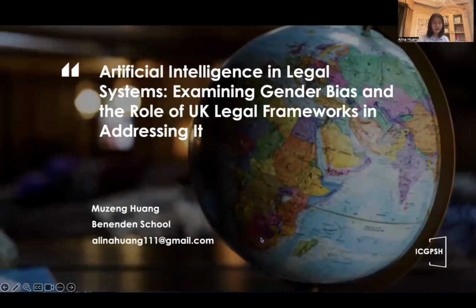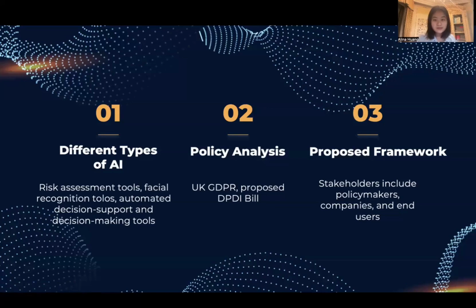So this is the cover slide. With the proliferation of AI systems, more and more of these tools are being utilized and embedded in the legal system that have legal or similarly significant effects on individuals. Unfortunately, the gender discrimination prevalent in the justice system has been replicated and carried forward by these AI systems, which is an urgent and major concern for the society.